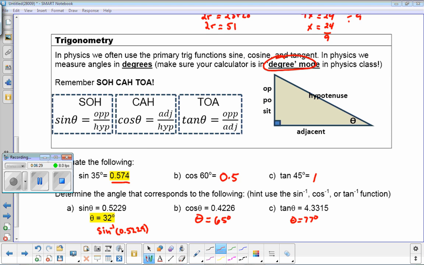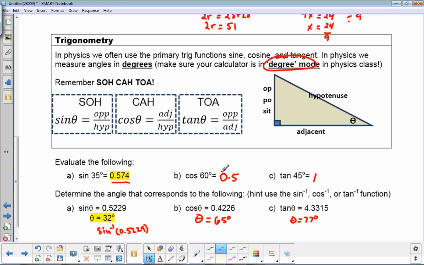Okay, let's see how we did. So for cos 60, you should have a value of 0.5. Tan 45 should give you a value of 1. Now to figure out the angle here, you do the inverse cos of 0.4226, which gives you 65 degrees. The inverse tan here should give you a value of 77 degrees.